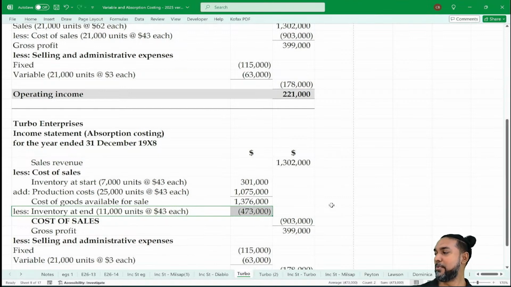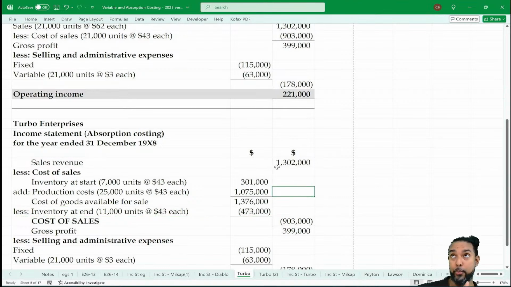It can be a bit confusing, right? But you're subtracting it. So therefore, you're not considering it as part of the cost in the calculation of profit. All right. So where does it end up? It ends up on the balance sheet.